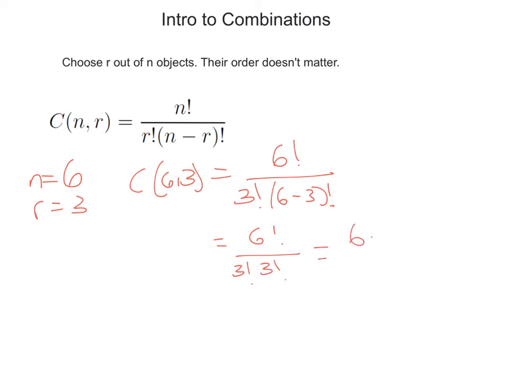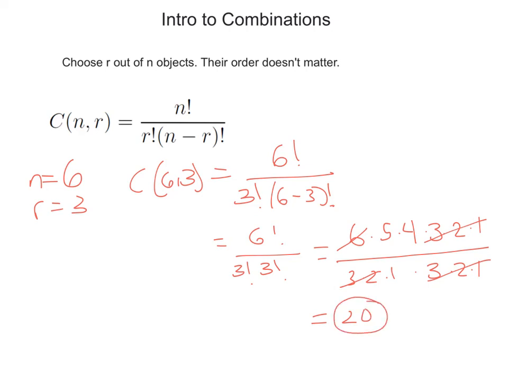We can write that out just to show what's going on. 6 times 5 times 4 times 3 times 2 times 1 over 3 times 2 times 1 times 3 times 2 times 1. Now notice these cross off. And actually, I can also reduce, if I want, the 3 times the 2 is 6. So I can actually eliminate that and my answer is just 20. So you need to practice working with the formula, but it's pretty straightforward as plugging in n and R.